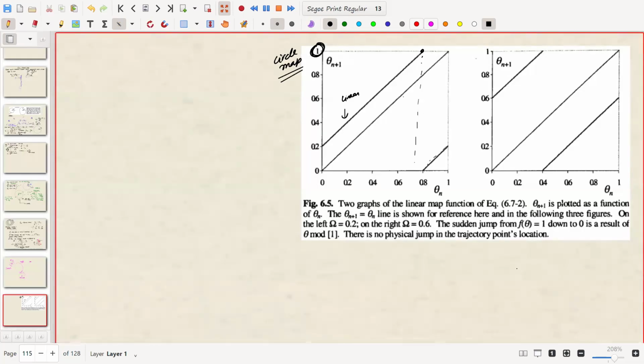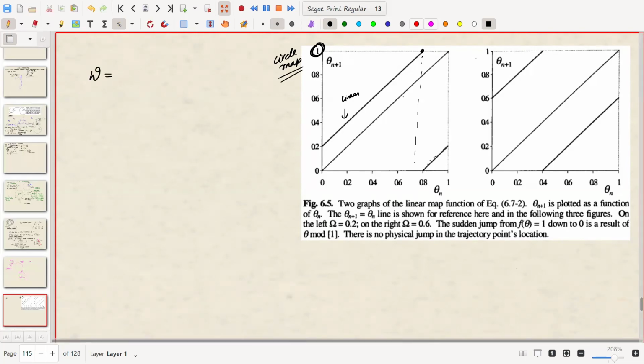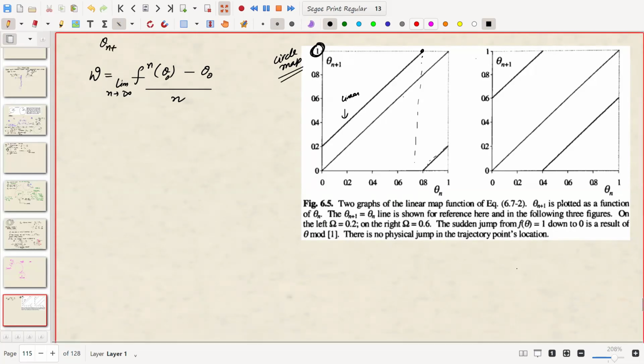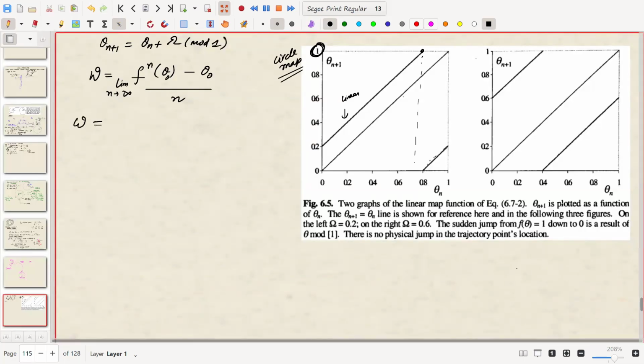Can we calculate the winding number for this? Omega. What is the omega? You did limit n tends to infinity of (Fn theta minus theta naught) divided by n, right? What was the circle map here? Theta n plus 1 is theta n plus omega mod 1. So what is omega here? Can you tell me? What is Fn of theta?